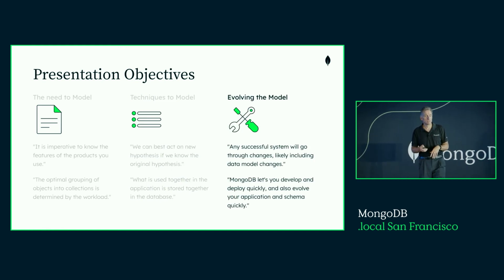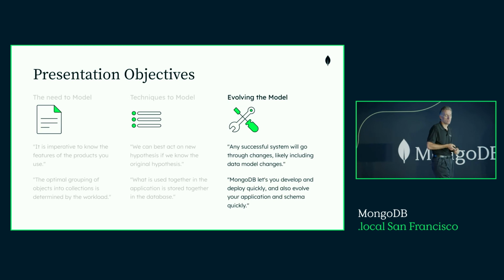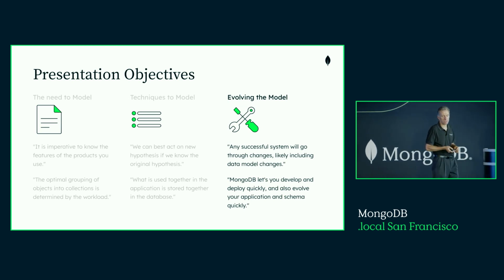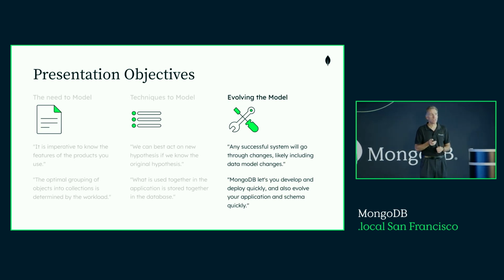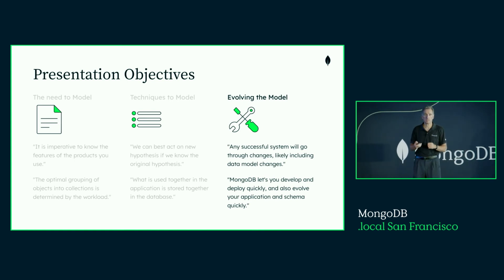And finally, any successful system will go through changes, likely including data model changes. So MongoDB lets you develop quickly, but not just that, it will let you also evolve your application and your schema quickly, reducing maintenance costs over time, making things easier to develop.